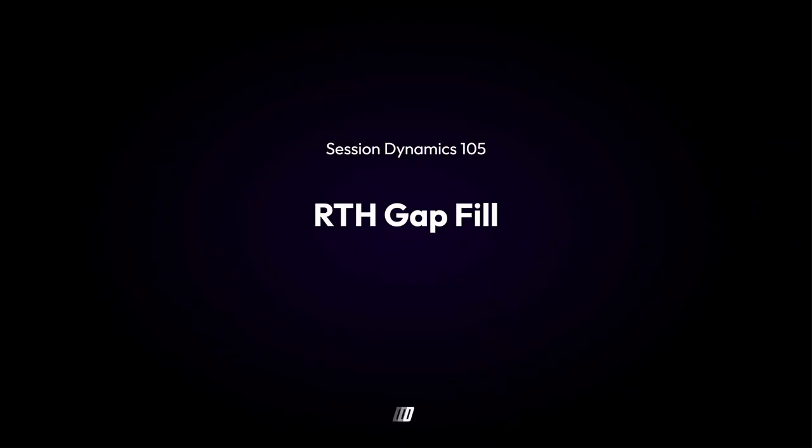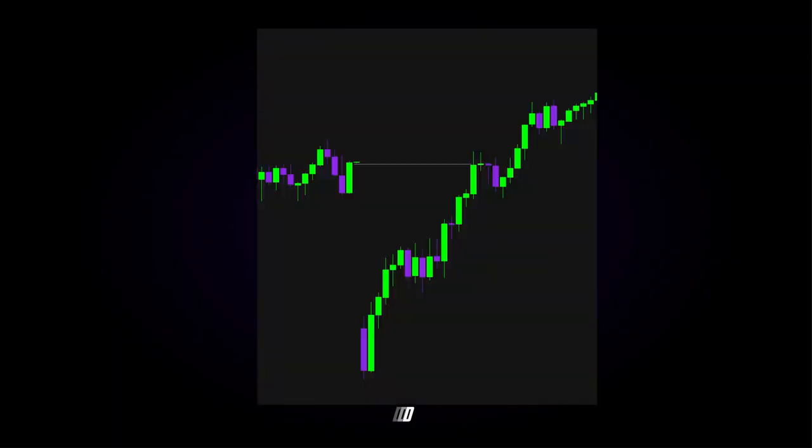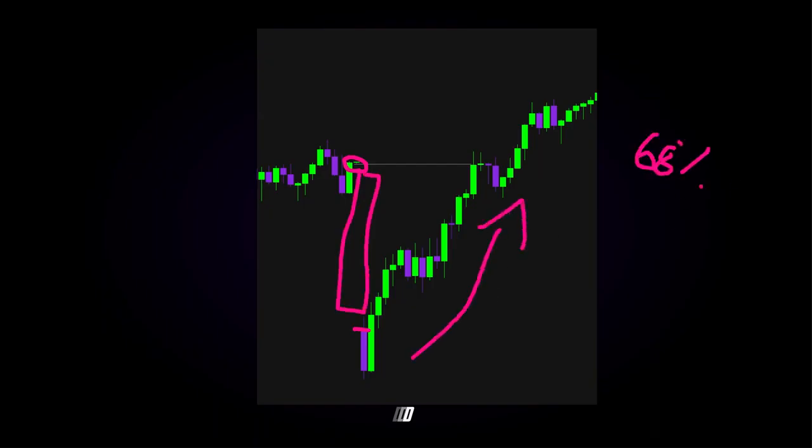Hi, and welcome back to the last session dynamics lesson, 105, RTH Gap Fill. The RTH Gap Fill is nothing more than a gap between the closing price of the previous regular trading hour session, or the cash session, and the opening of the new one. If there is a gap between them, we have a 68% chance that it will get refilled.